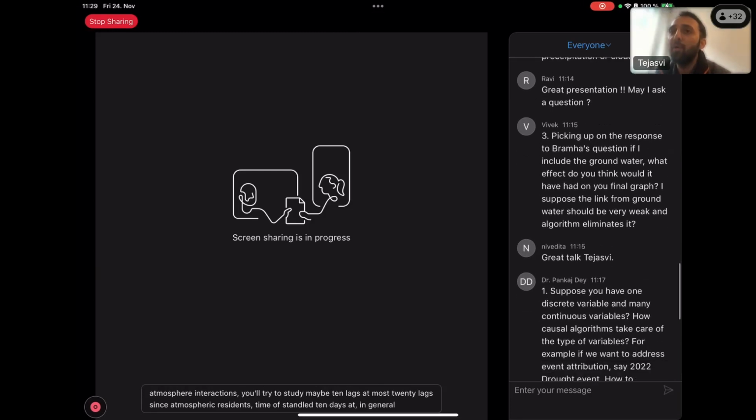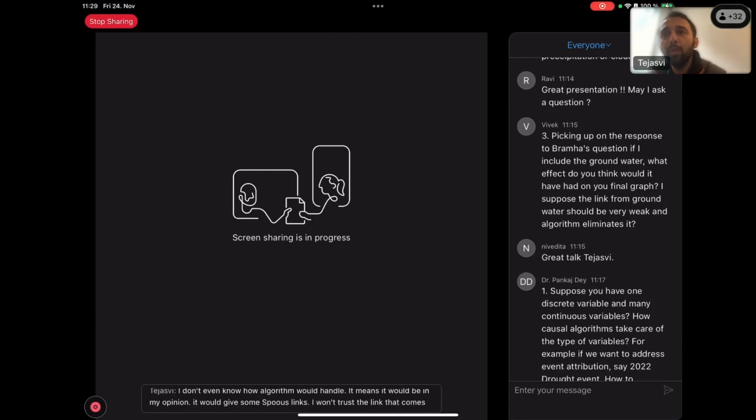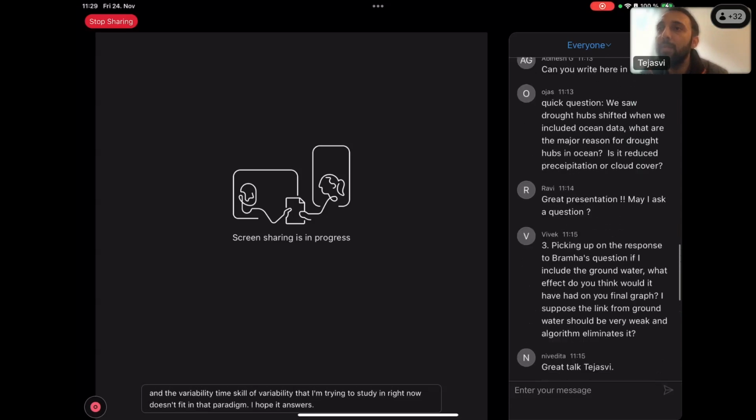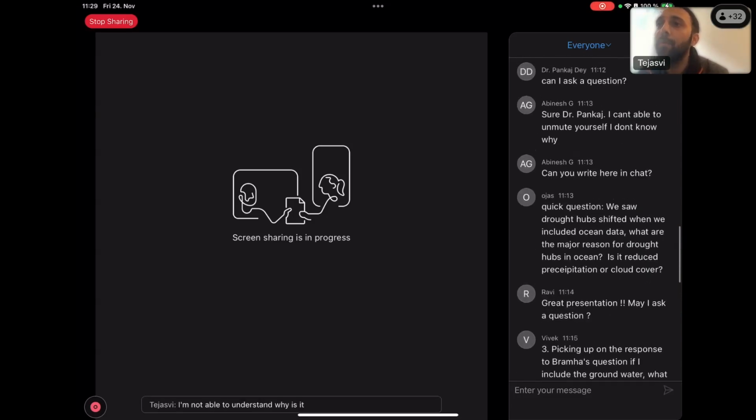But for groundwater, it's entirely different. It's a variable which varies very, very slowly. I don't even know how the algorithm would handle it. In my opinion, it would give some spurious links. I won't trust the link that comes out of putting groundwater in there, because it's a very slow varying variable, and the time scale of variability that I'm trying to study right now doesn't fit in that paradigm. I hope it answers.